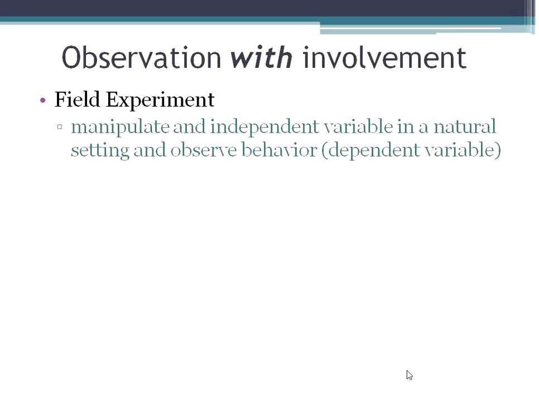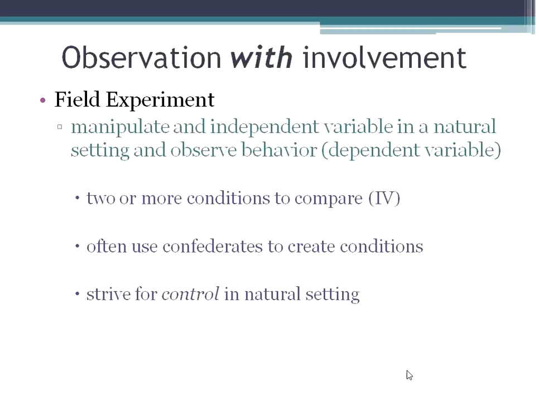Now, last observation with involvement is a field experiment. This is where we manipulate an independent variable in a natural setting and observe some dependent variable in that natural setting. So you have two or more conditions. You can use confederates to create these conditions.